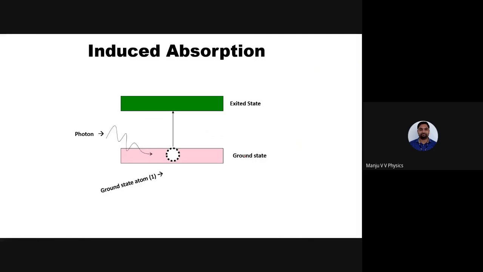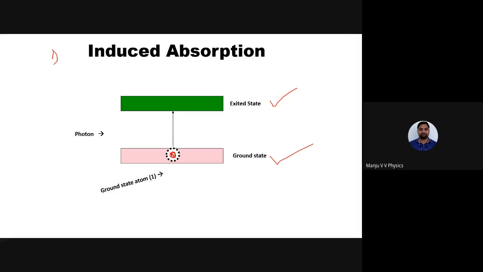Induced absorption is nothing but, as I told you, this is the ground state. I have already explained. This is my excited state. Let us consider this is my atom, which is staying in the ground state. The first process I'm talking about is induced absorption. This is my ground state, this is my excited state. The atom in the ground state always has to stay in the ground state itself.